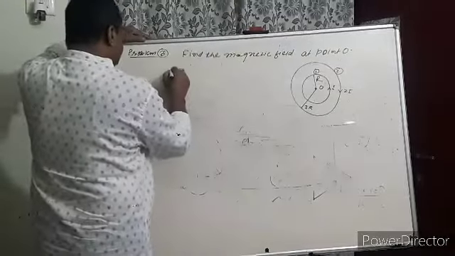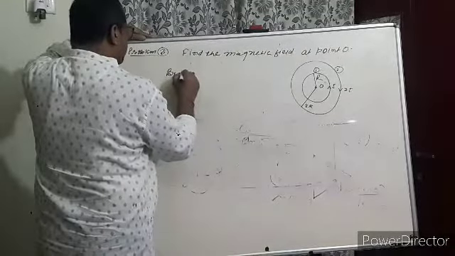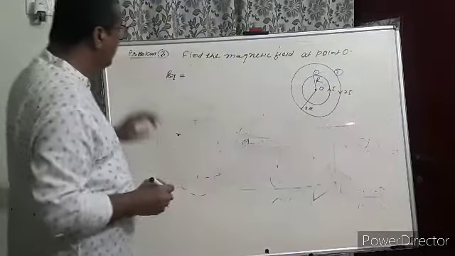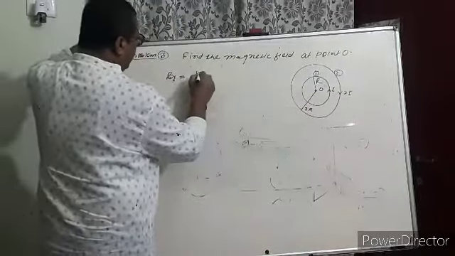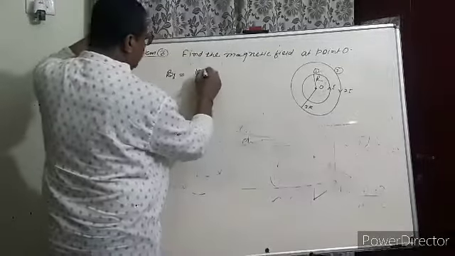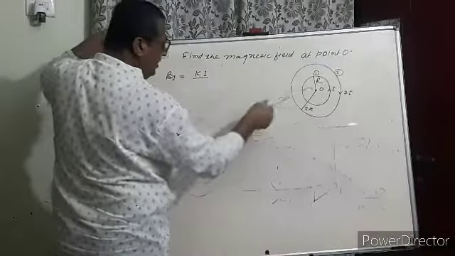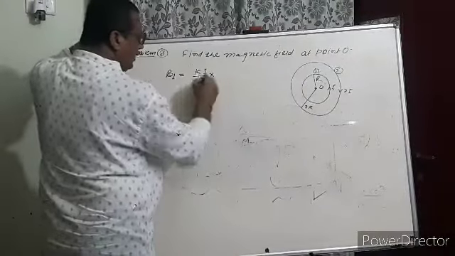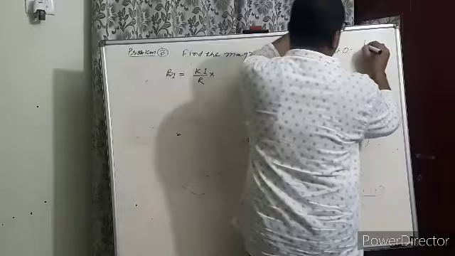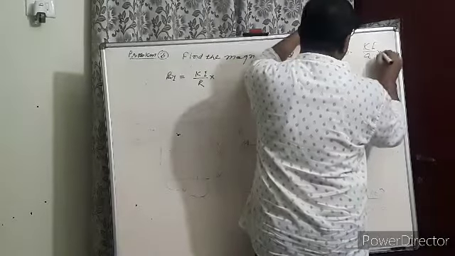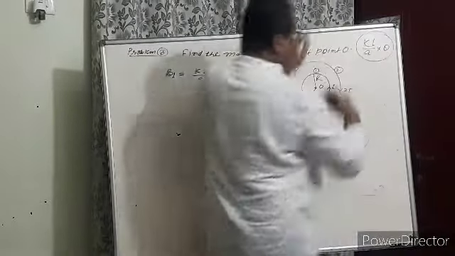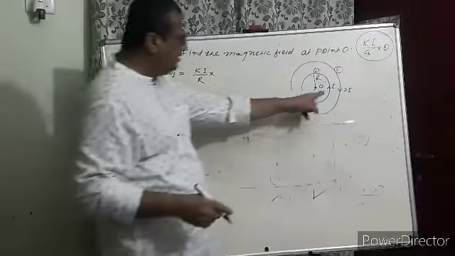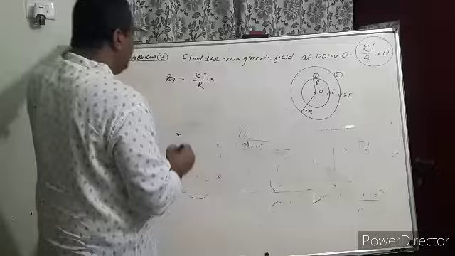Magnetic field due to the first wire will be equal to K. Current I is going, K I by a, meaning radius R, into theta. We have the formula for a circular wire, K I by a into theta. So K I by R and theta. This is the circular wire, so the angle will be equal to 2 pi.